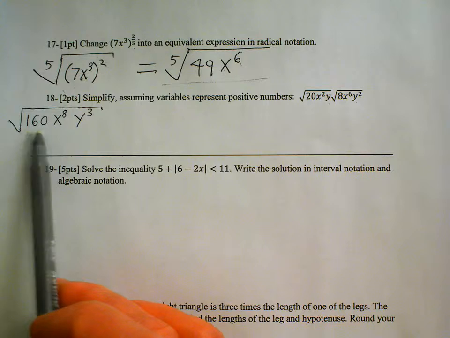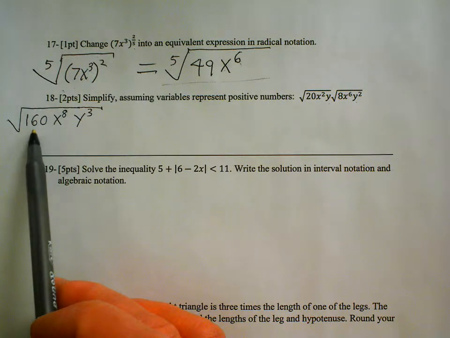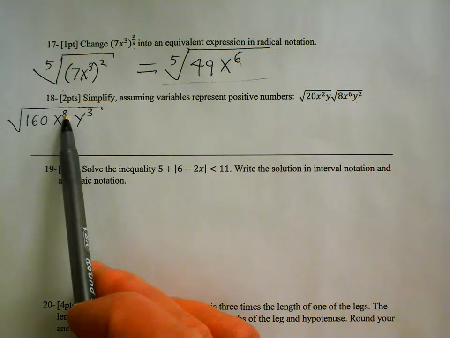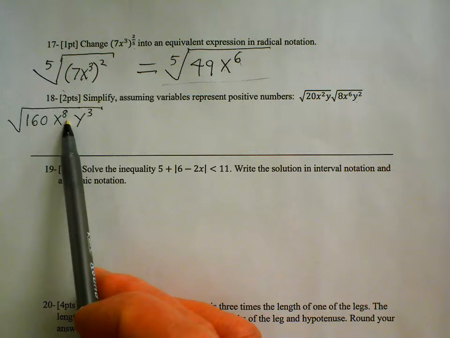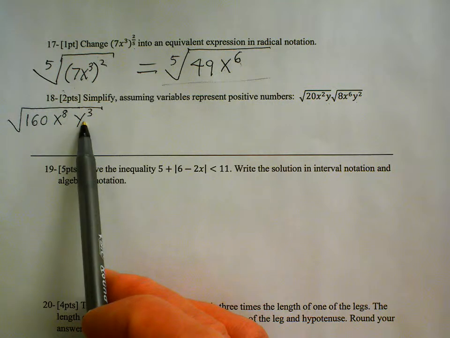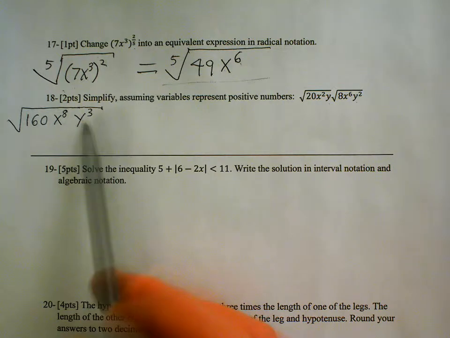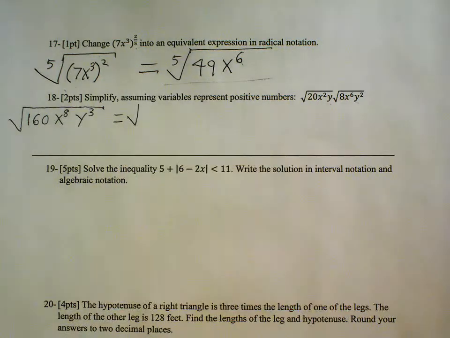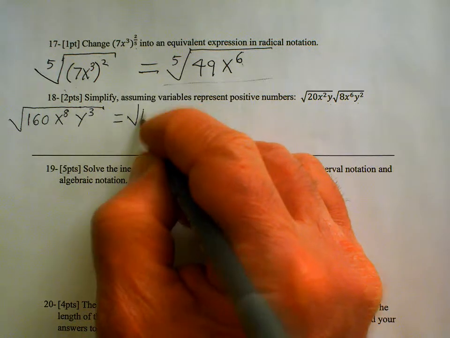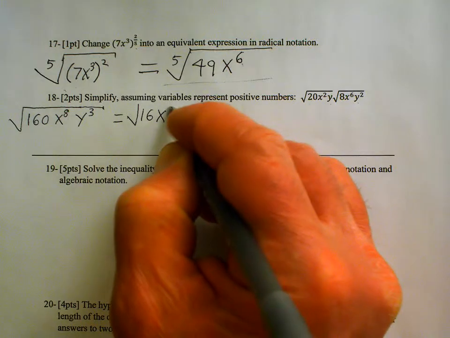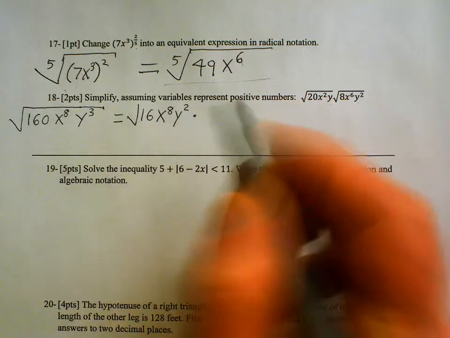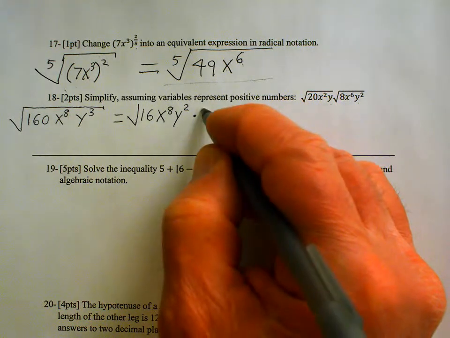The largest factor of 160 that is a perfect square is 16. 16 times 10 is 160. X to the 8th is a perfect square because the exponent is even. And the largest factor of y to the 3rd that is a perfect square is y to the 2nd. So we'll rewrite this as the square root of 16 x to the 8th y to the 2nd multiplied by the factors that are left over, which are just 10 times y.